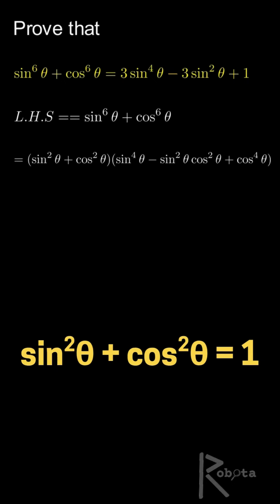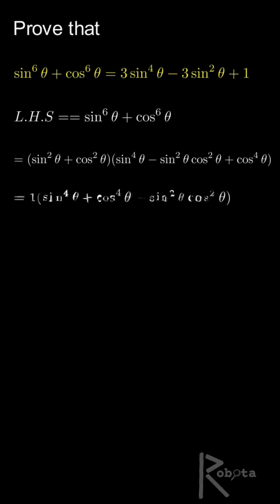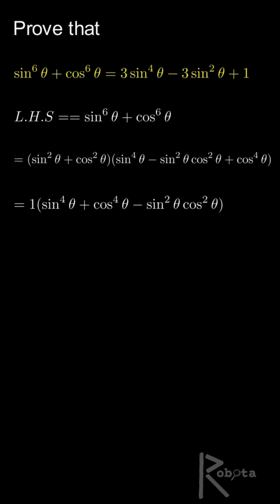Now sine squared theta plus cosine squared theta equals 1. So the first part becomes 1. We're left with sine to the fourth theta plus cosine to the fourth theta minus sine squared theta times cosine squared theta. Now let's simplify this expression.